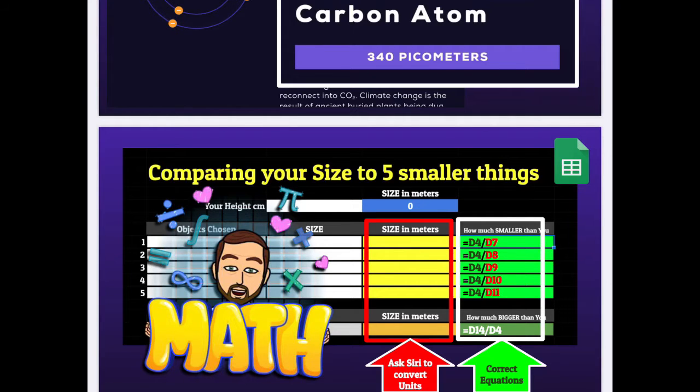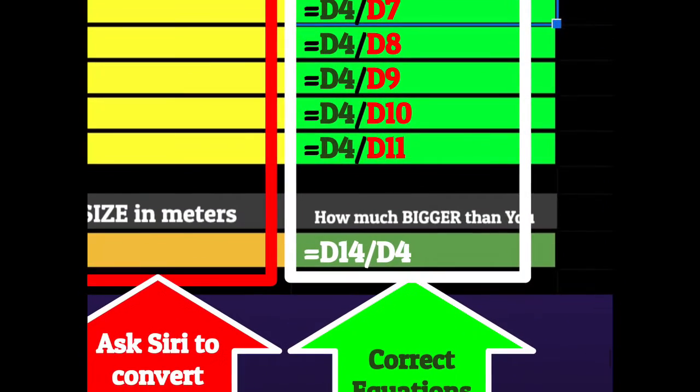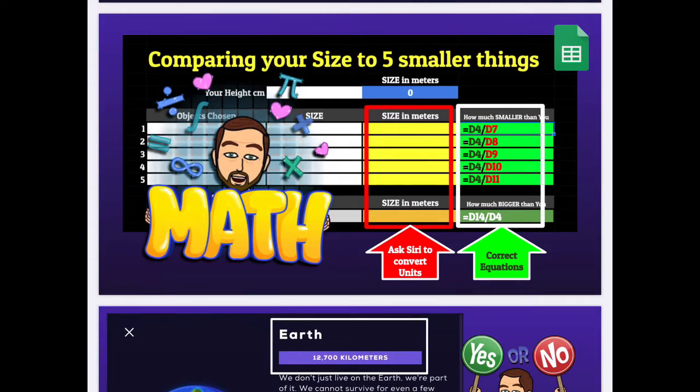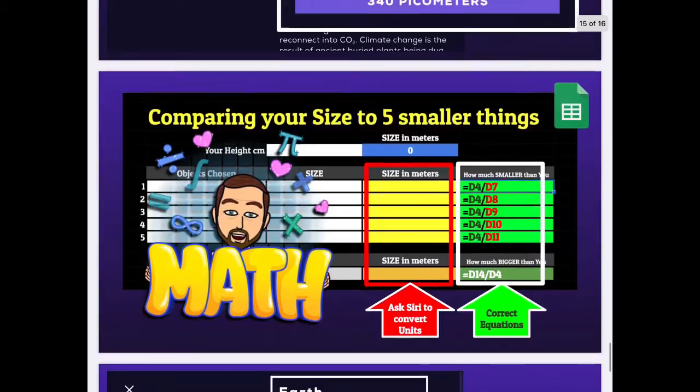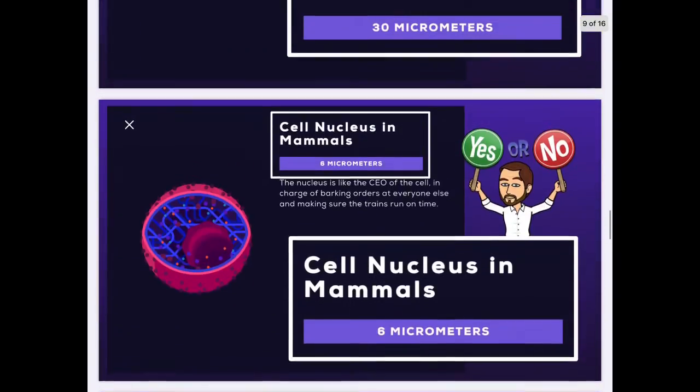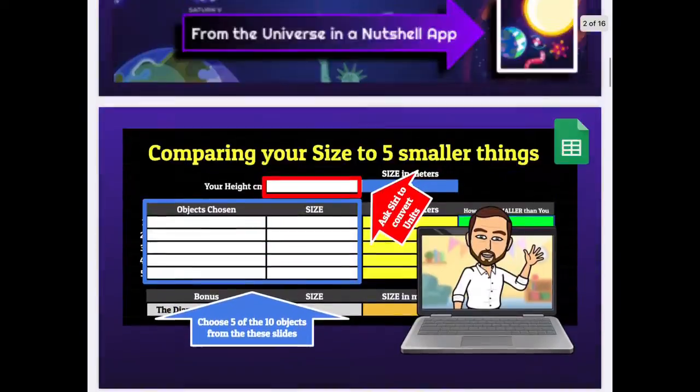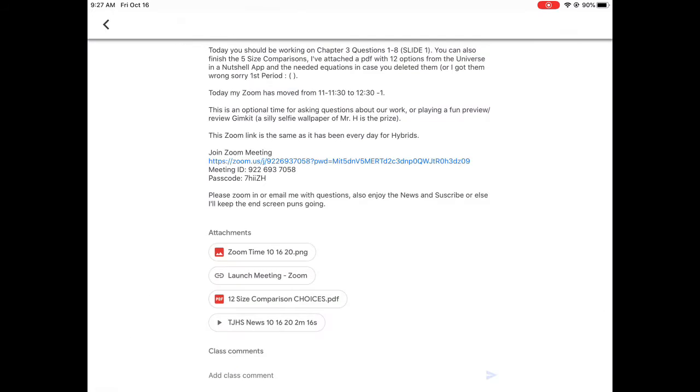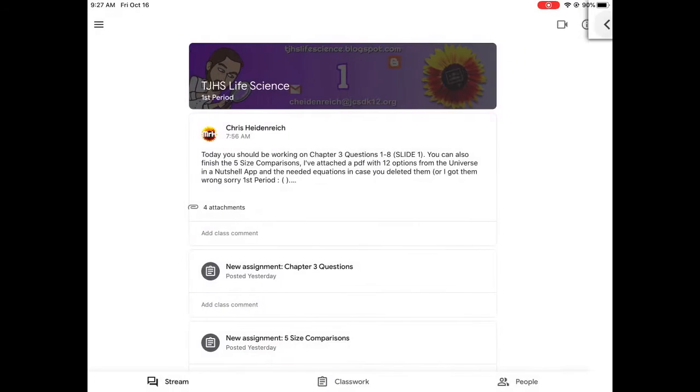For the bonus, though, the equation was wrong. And so the equation should be equals D14 divided by D4, which would take the size of the Earth and divide it by your height to see how much bigger the Earth is than you. So that's extra credit if you do that. You just got to keep going and import those numbers. So that is today's announcement. So let's look at today's assignments.